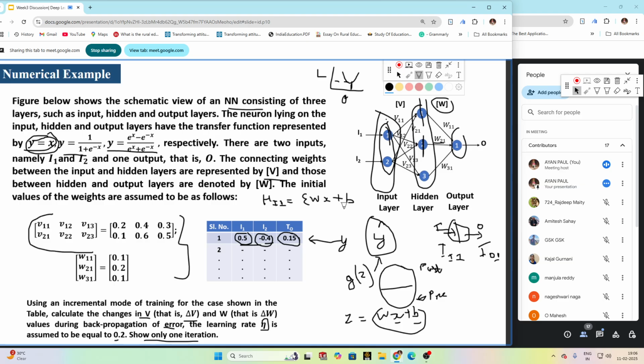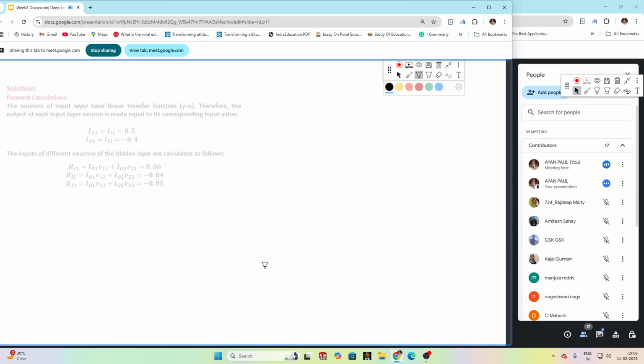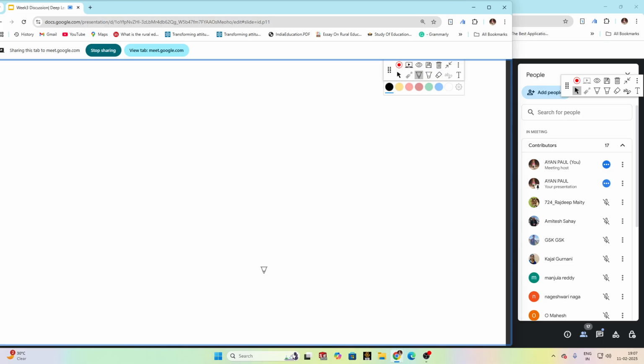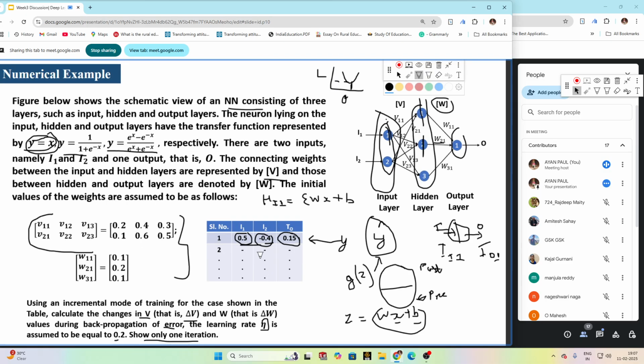Is any bias given here? I don't think any bias is given here. No bias is given, so let's say bias equals 0, so B equals 0 always. So HI1 will be equal to the summation of weights times inputs plus bias. In this case the weights here are called v. So sigma of vx plus b, that will be your answer.